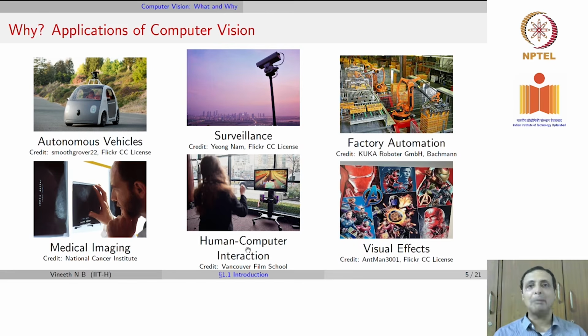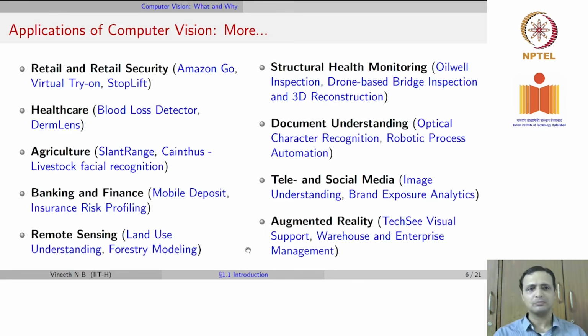These are just some sample applications from different domains, but you can imagine there are many kinds of applications where one can use cameras and computer vision on the feed that you get from the cameras to be able to get knowledge in an automatic manner. There are many more applications.